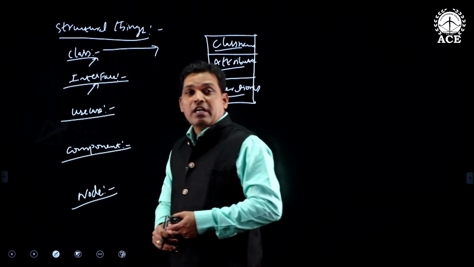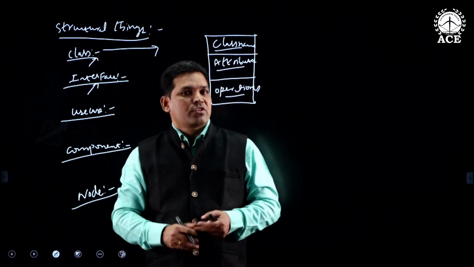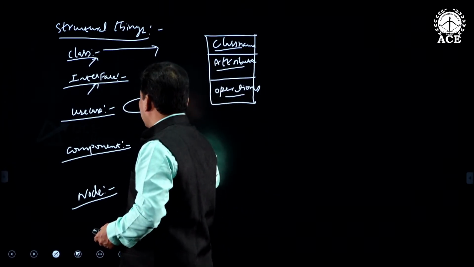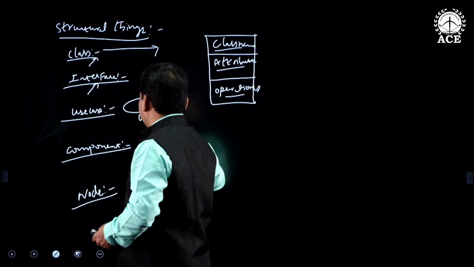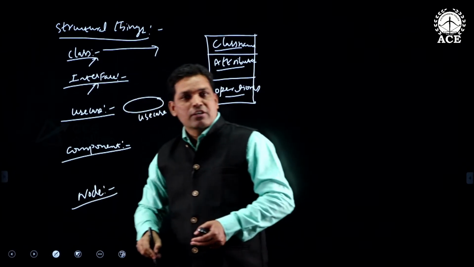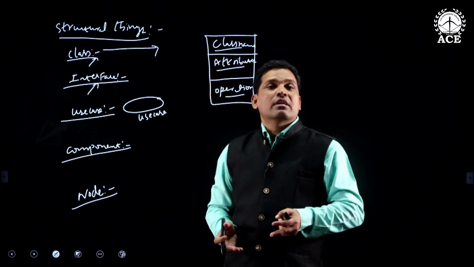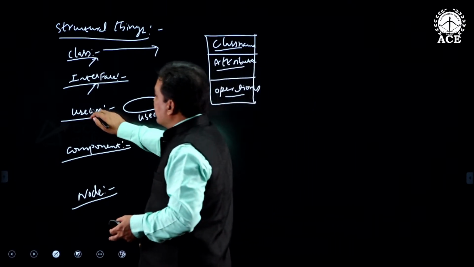Coming to use case. What is a use case? A set of operations which are performed by a software system, we call it a use case. This is what the ellipse represents here. So any software system is a collection of use cases. That means a set of operations which can be performed by this particular software system.